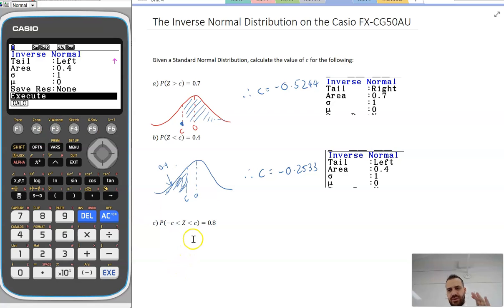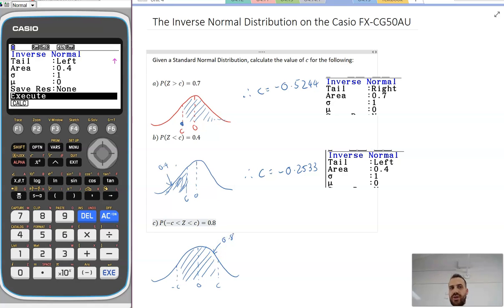And, of course, that brings us to our last question. The probability that negative C is less than Z, which is less than C, is equal to 0.8. Now, in this case, what we get is a mean of 0 and then a symmetrical C value, right? So a C value here and a negative C value there, and it's symmetrical either side, and the area between them, so Z's going to be between negative C and C, and the probability of being there is 0.8.